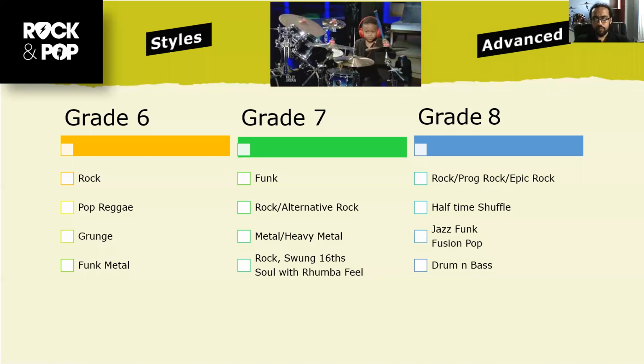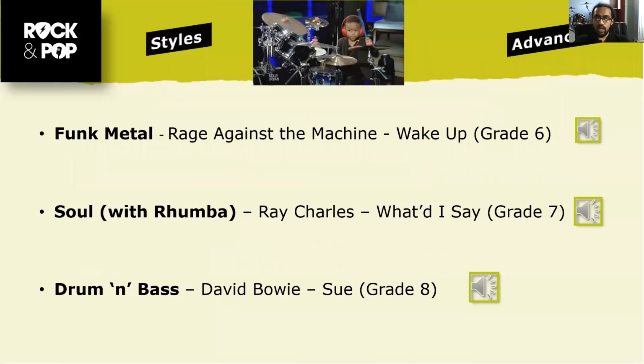First up, we have the song Wake Up by Rage Against the Machine. The style over here is funk metal, two very unusual styles of music fused together. Let's hear the song and talk about it.